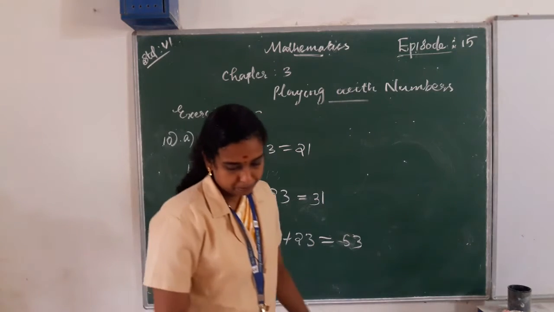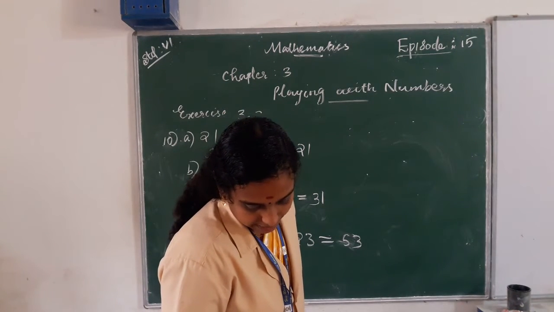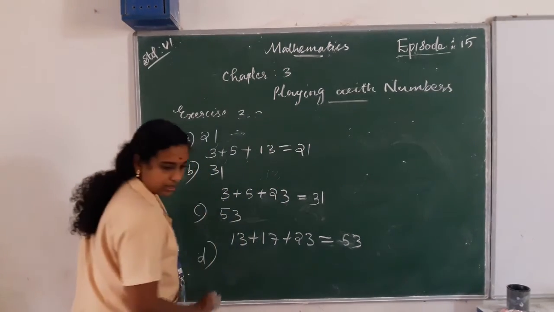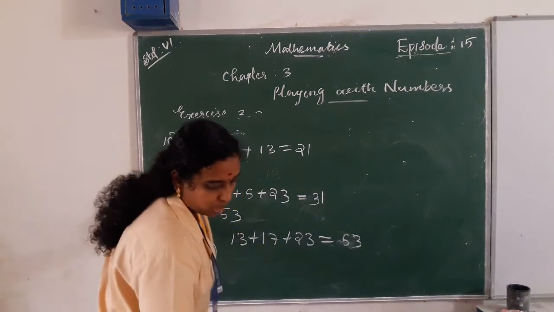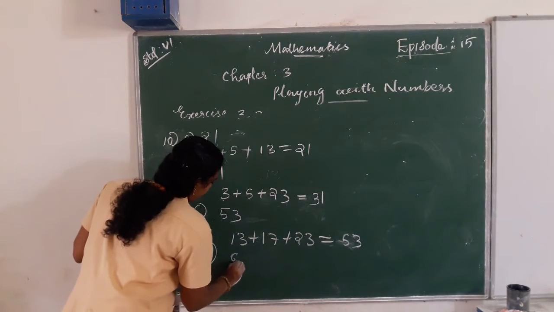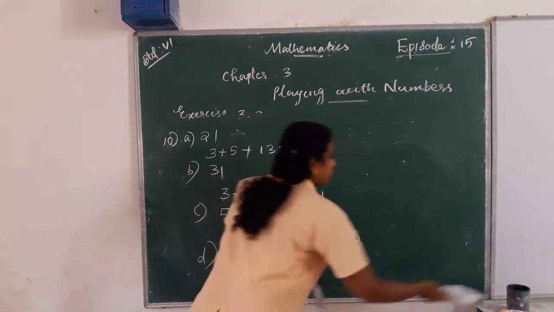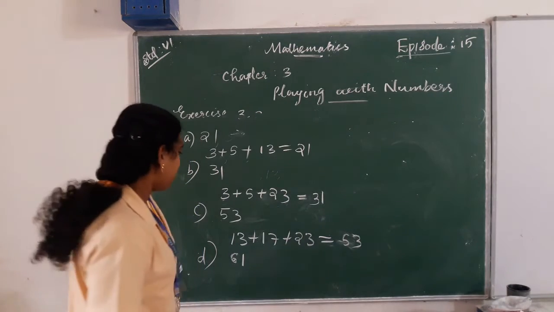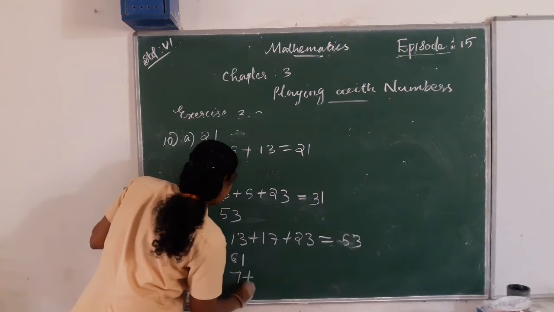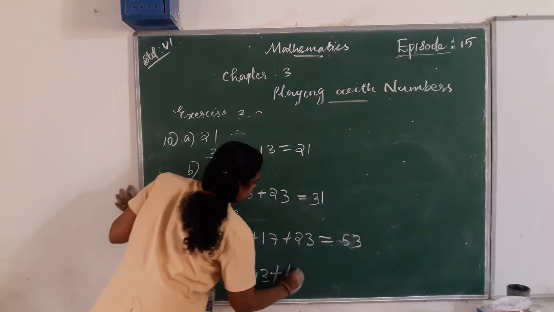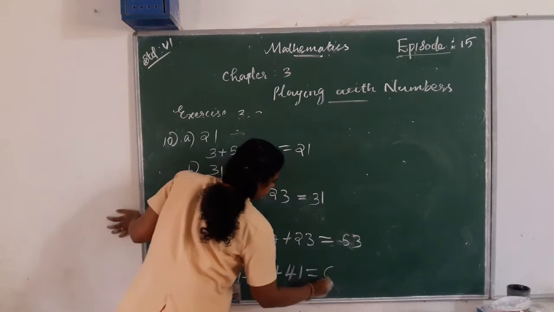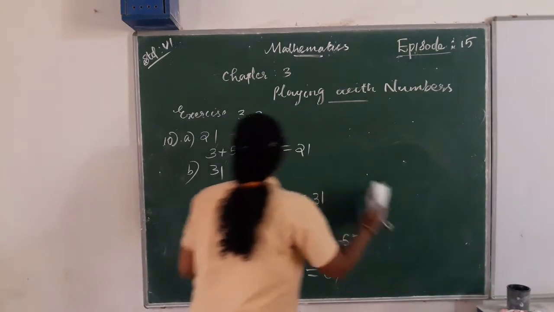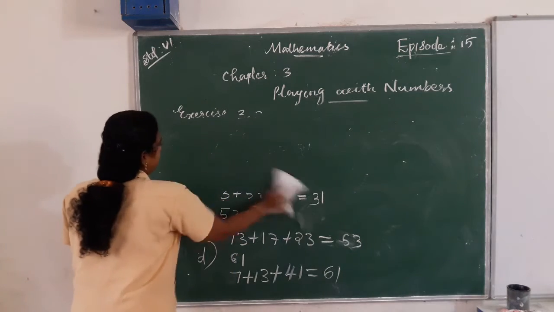Question number D, 61. Find the sum of 61 by using the odd prime numbers 7, 13 and 41. 7 plus 13 plus 41, then we get 61. Okay, this is the answer of question number 10.